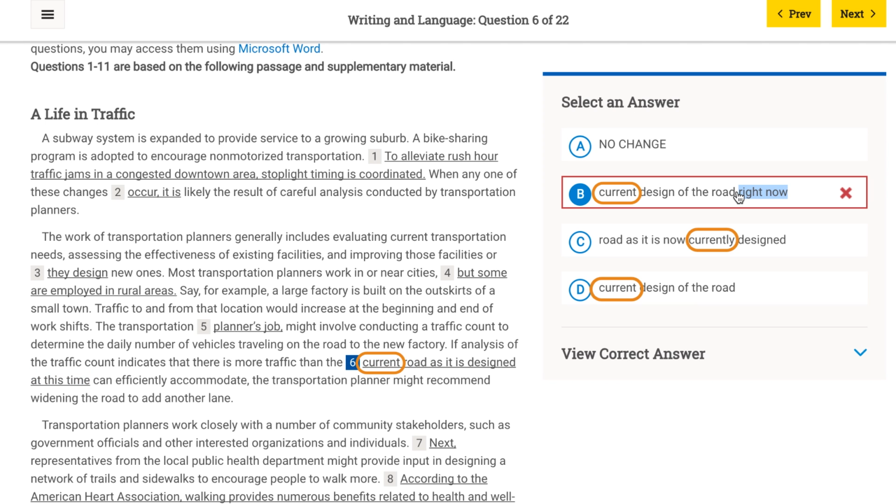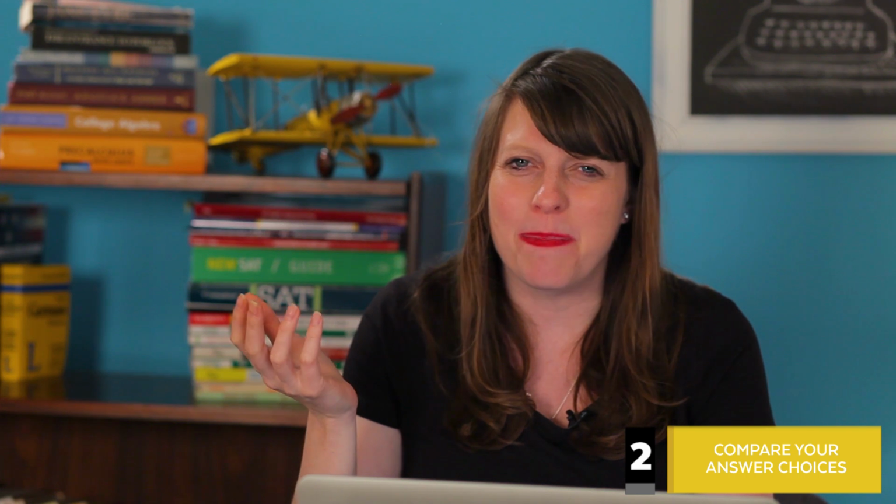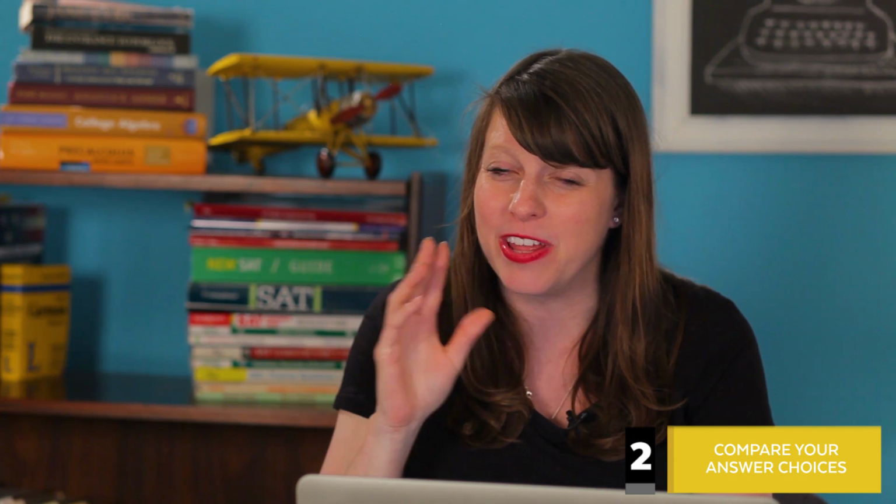The only difference between B and A that I see is at this time versus right now. And when I think about it, both of those mean exactly the same thing. Sure, one is 3 words and one is 2 words, but they both mean the same thing. And I'm like, are those even distinct answer choices? Those sound about equivalent. If I find 2 that are about equivalent, they're probably both wrong.